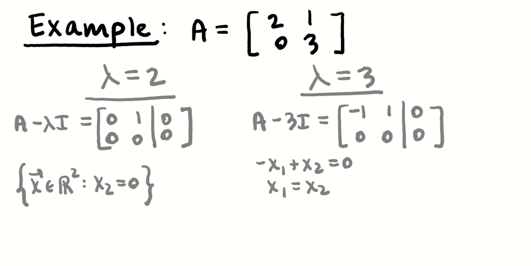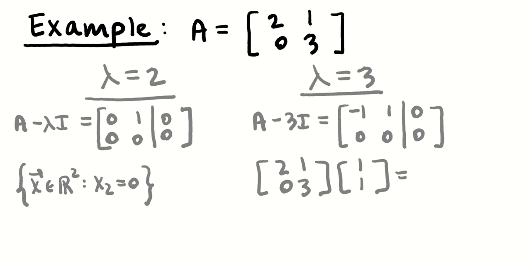Okay. So one example would be, well, the one I showed you at the beginning. Maybe I'll just do 1, 1. I'll think about what happens if I multiply A by 1, 1. Maybe I'll actually copy the matrix this time. That's going to be 2 plus 1 is 3, and 0 plus 3 is also 3.